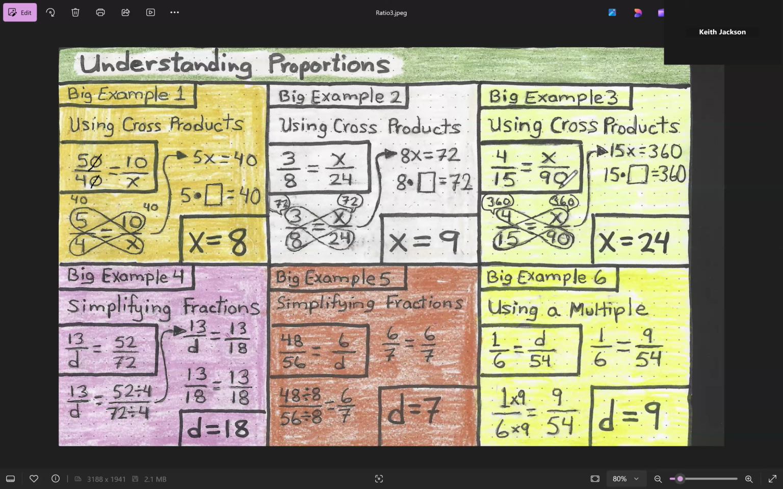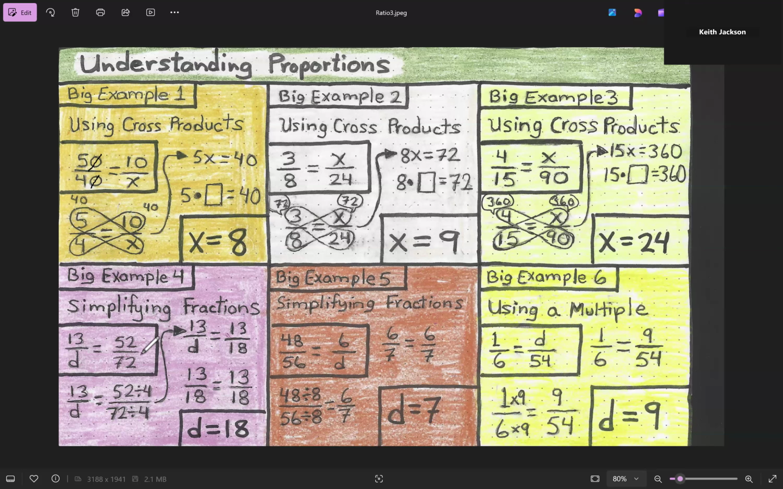All right, let's move on to big example 3, in which we have 4/15 is equal to x over 90. So we know that 90 times 4 has to give us 360. And so 15 times an unknown number has to give us 360 as well. And so what number times 15 will give us 360? Well, all you have to do is divide 360 by 15, and that answer is going to be 24. So we know that x is equal to 24, which lets us know that 4 over 15 is equal to 24 over 90.